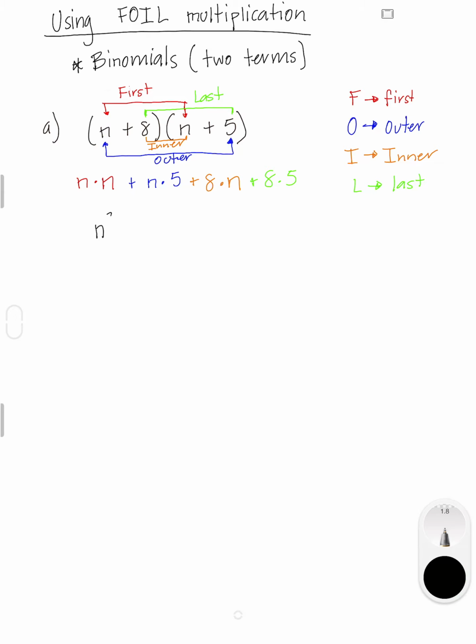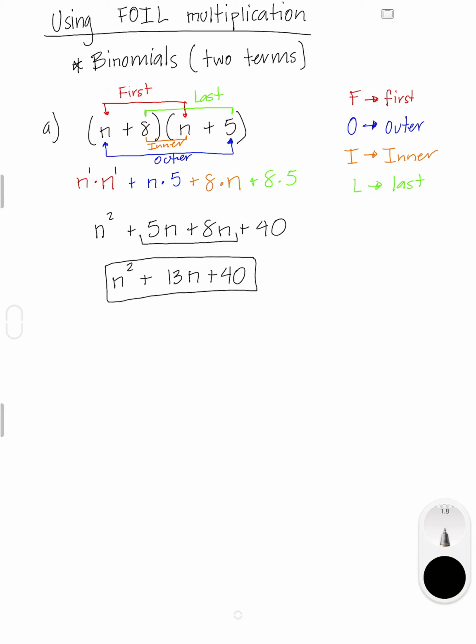So this will become n times n, that is n squared, because we have the same base. Using the product rule, we can add the exponents, so that's n squared. Plus n times 5 is 5n, plus 8 times n is 8n, and then plus 40. We combine the like terms, so this becomes n squared plus 13n plus 40.